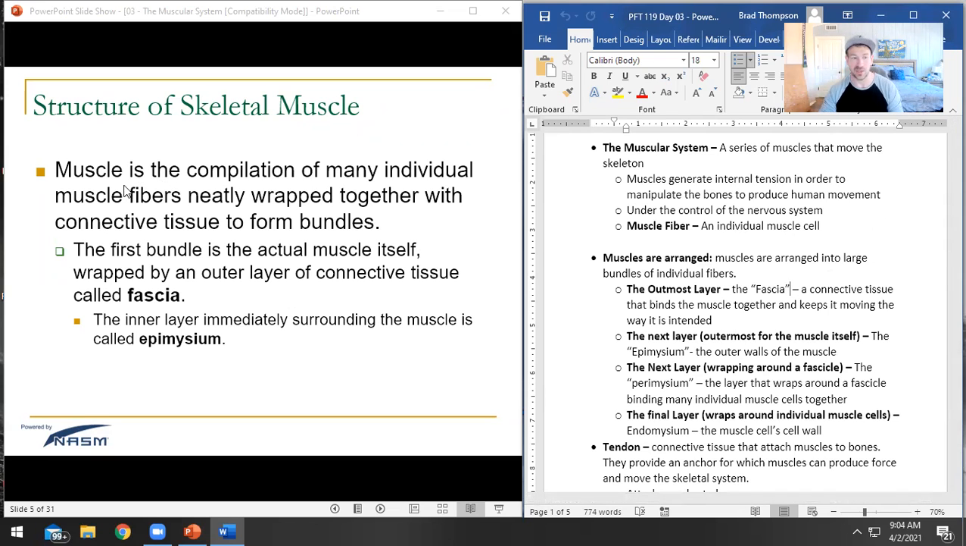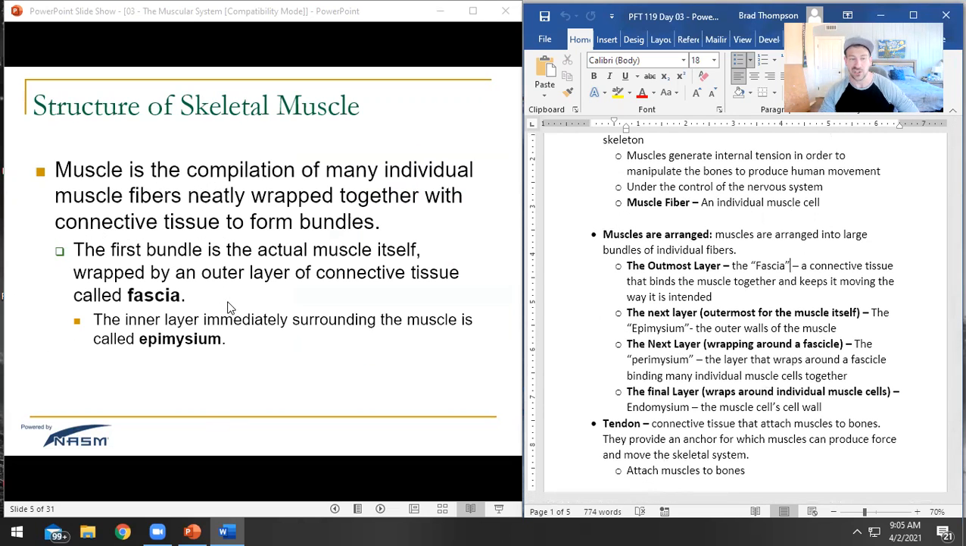But at the heart of it, a muscle is a compilation of many individual muscle fibers neatly wrapped together with connective tissue to form bundles. We went from small and worked our way out, so now let's work our way from the outside and go to small. The first bundle, the overall wrapping of the muscle itself, is going to be called your fascia. So there's some connective tissue on the outside of your muscles called your fascia.